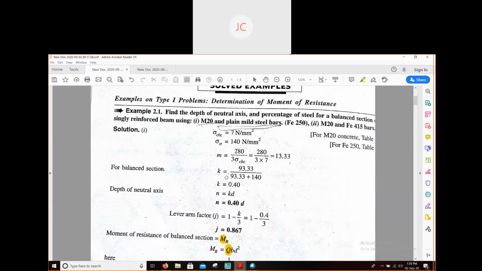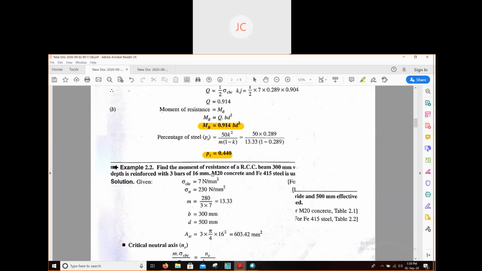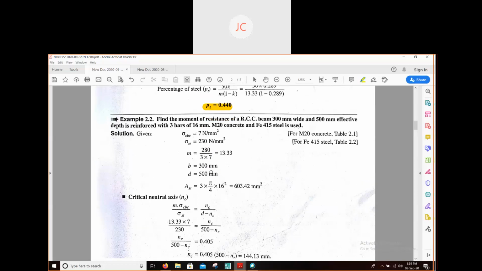But in the second question, nothing is mentioned. What will be the type of section? For this kind of problem, our first aim will be to find out the type of section, whether it is a balanced section, an under reinforced section, or an over reinforced section. To find that out, there is only one way. We have to find the actual neutral axis value and the critical neutral axis value, and after comparing the two values, we can say whether it is an under reinforced, balanced, or over reinforced section.